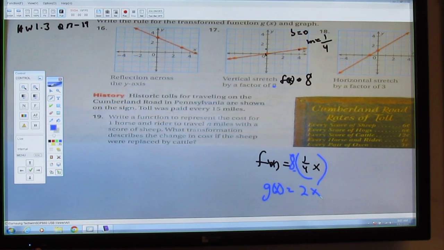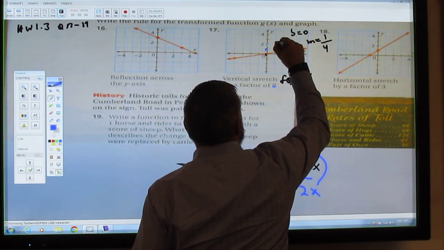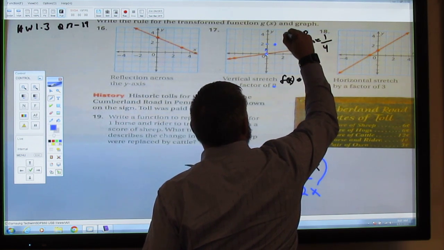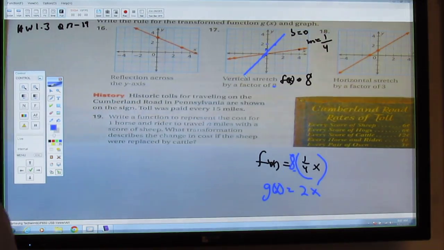Okay? And so how would I graph 2x? Well, up 2 over 1. And it still goes through 0, so this is my new graph. That's my new g of x.